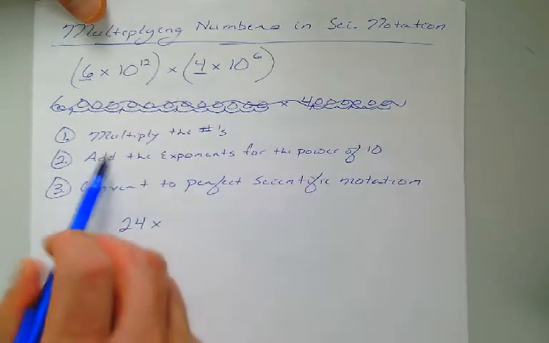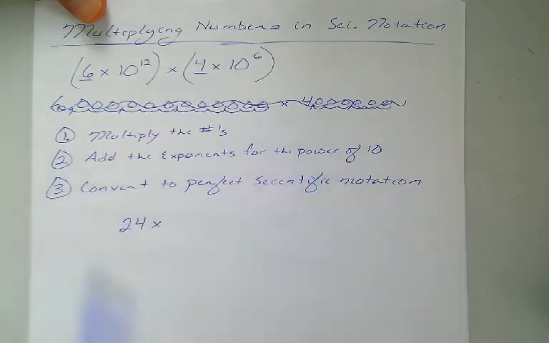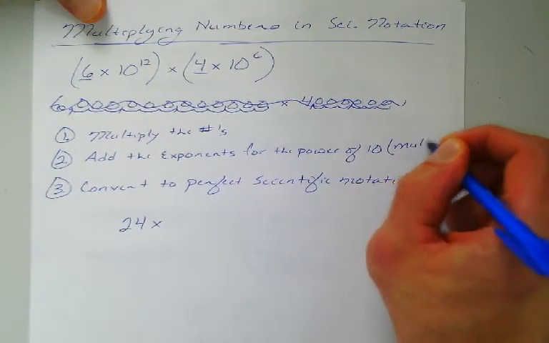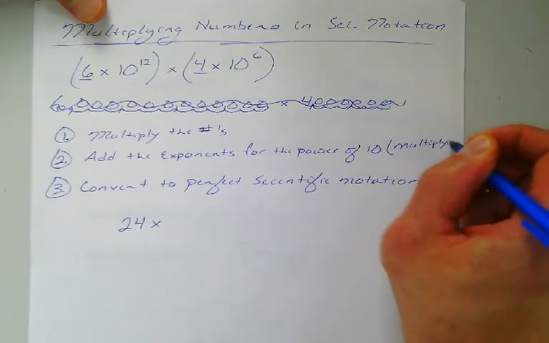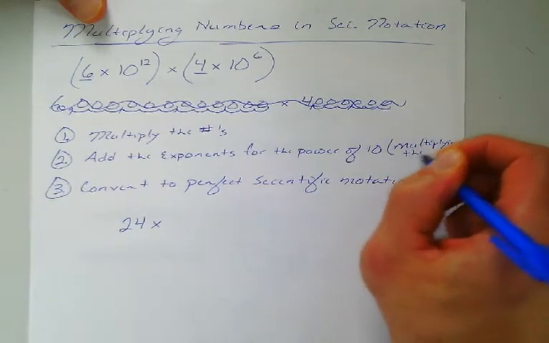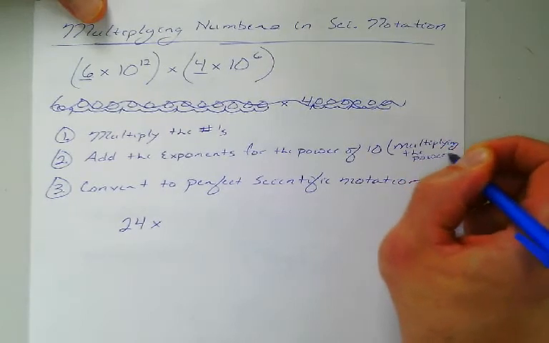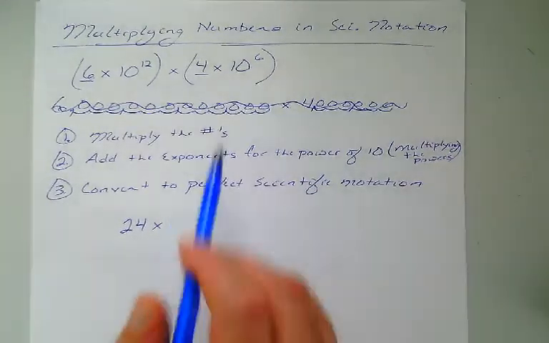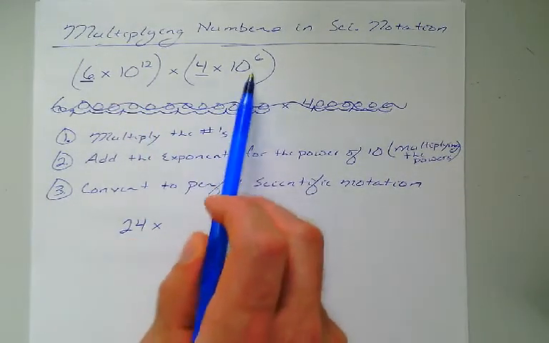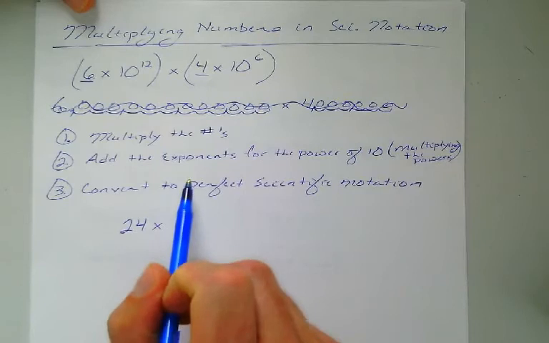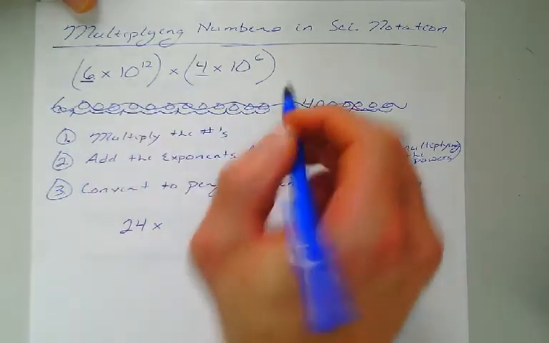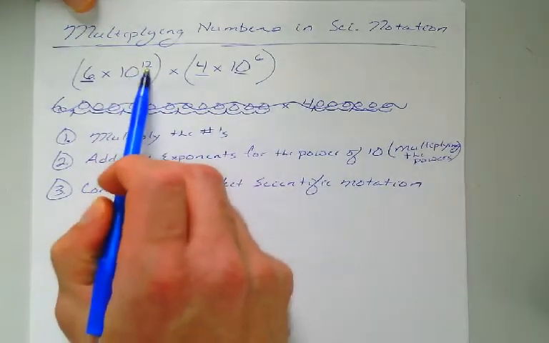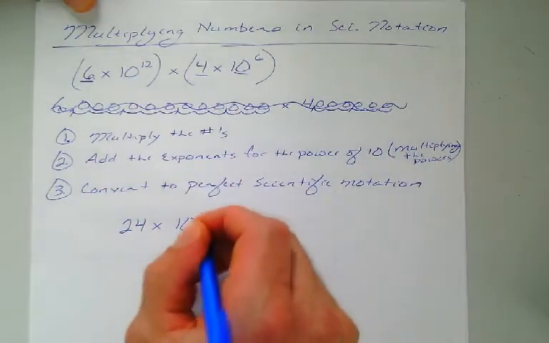All right, step 2, add the exponents for the power of 10. Really what step 2 is, it's multiplying the powers. All right, let's get a little more math language in here. I'm multiplying the powers, and I'm multiplying powers with the same base. I'm doing 10 to the 12th times 10 to the 6th. Well, they have the same base, so I'm going to keep that base of 10 the same. Now I'm going to add my exponents. 12 plus 6 gives me 18.